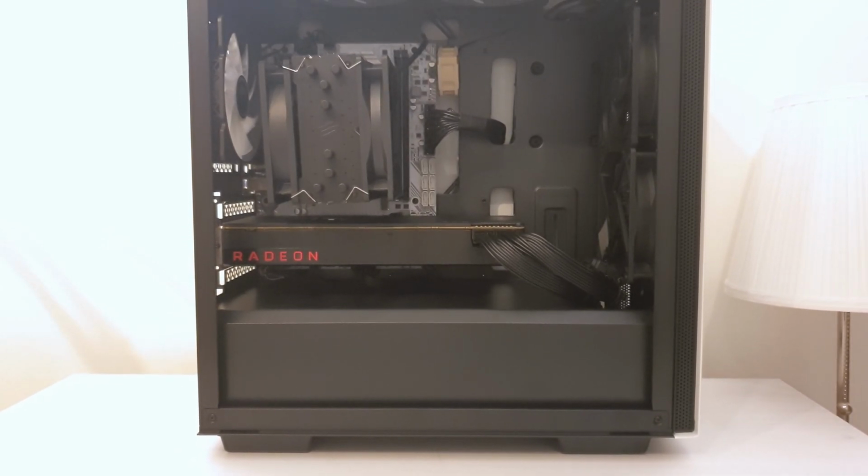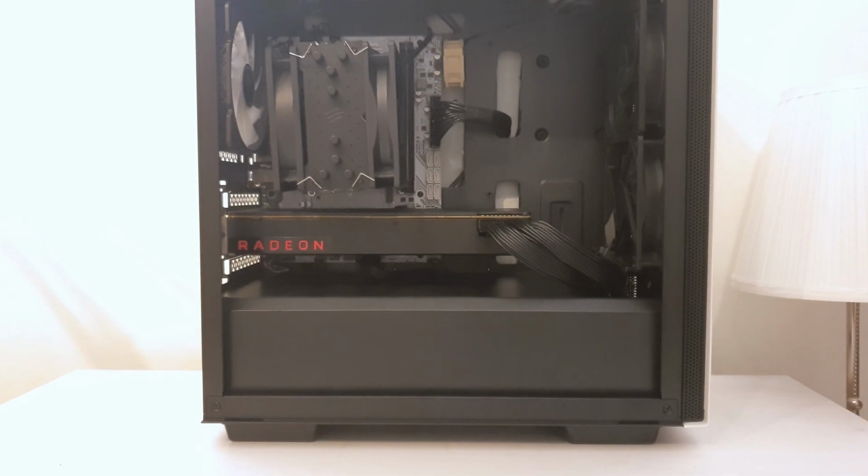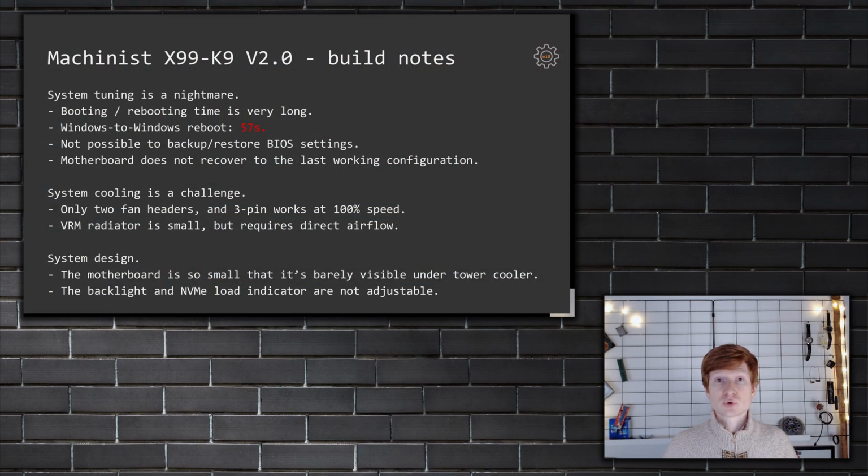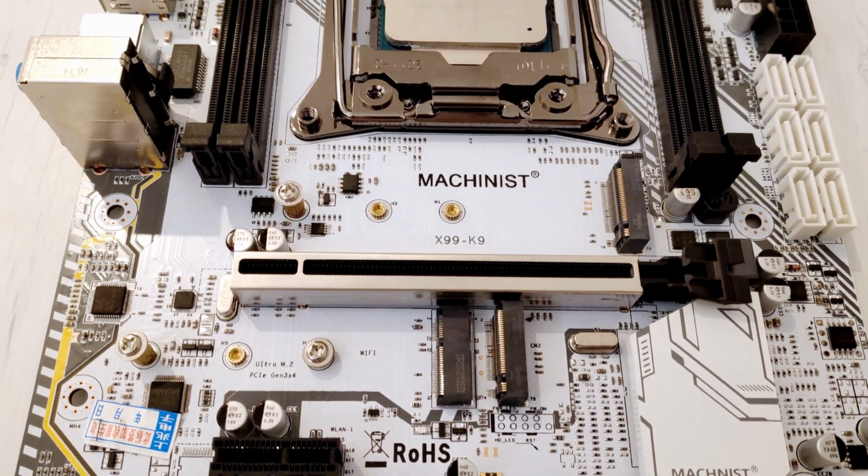First, system tuning is a nightmare. Machinist X99-K9 takes lots of time to boot and reboot. For example, if you have applied some sort of overclock and then you are running the ADA64 stress test, and the ADA64 stress test reports a hardware failure, you need to restart. In this case, a Windows to Windows restart will take you 57 seconds, which is almost a minute.